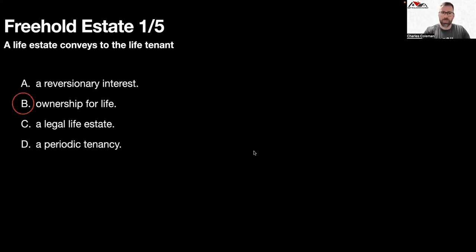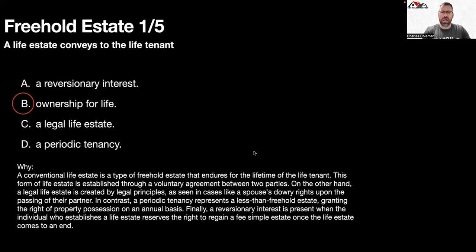B, ownership for life. A conventional life estate is a type of freehold estate that endures the lifetime of the life tenant. This form of life estate is established through a voluntary agreement between two parties. On the other hand, a legal life estate is created by legal principles, as seen in cases like a spouse's dowry rights upon the passing of their partner.